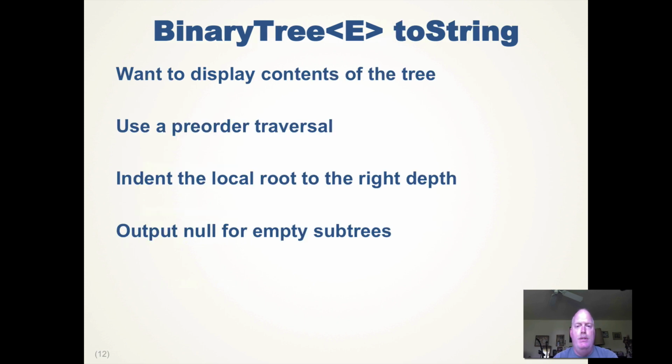So we want to print out the toString representation, and we're going to use a preorder traversal so that we visit the node, then process the left subtree, and then process the right subtree, and we will indent each of the subtrees to get a nice printout with new lines, and then we output null for empty subtrees. So we actually print out the empty left and right subtrees.